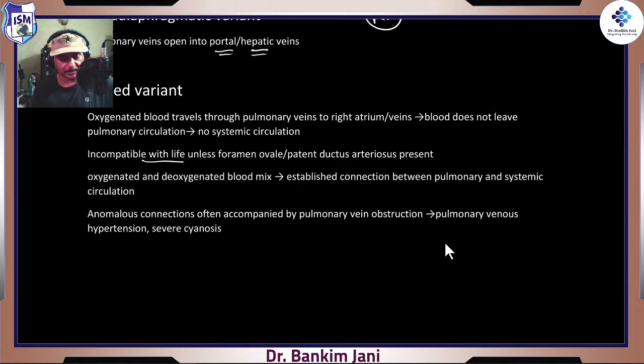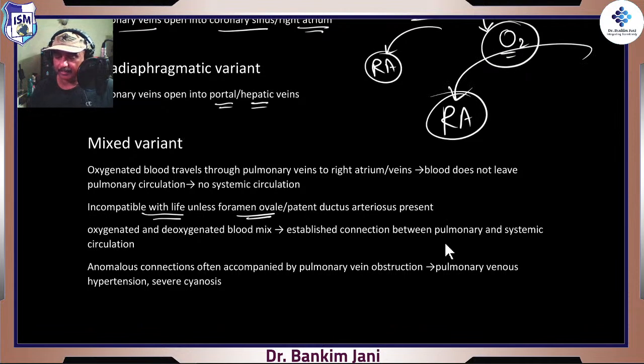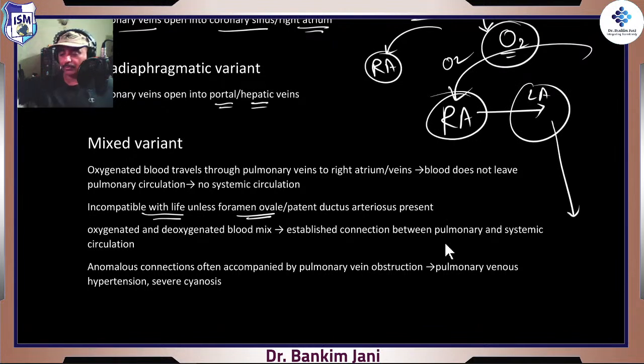This is incompatible with life. They won't survive, because the oxygenated blood is not going into the systemic circulation, subject to whether there is a foramen ovale. In that case, this is the right atrium, and somehow, whether directly or indirectly, the oxygenated blood is coming over here. And then there is the foramen ovale, so it would be pumped into the left atrium, and from here it will go into the body. So in that case, this foramen ovale is the life survivor. In case the foramen ovale is not there, no problem.